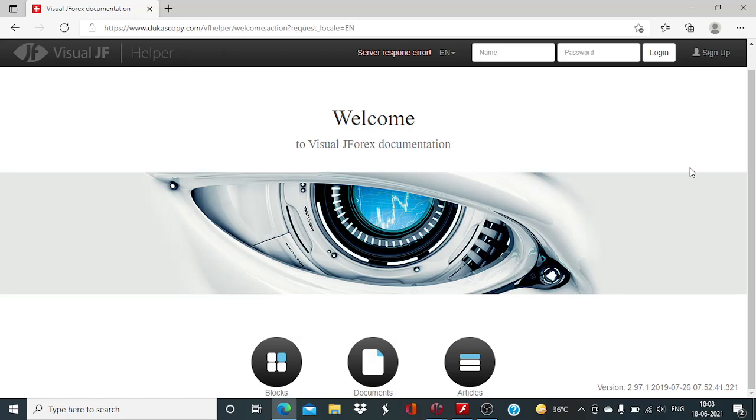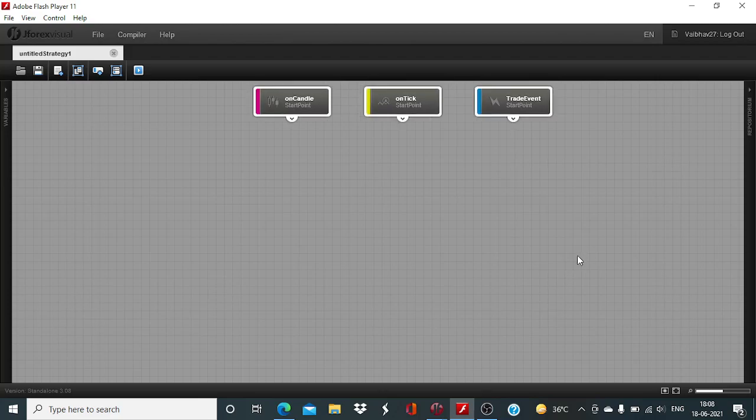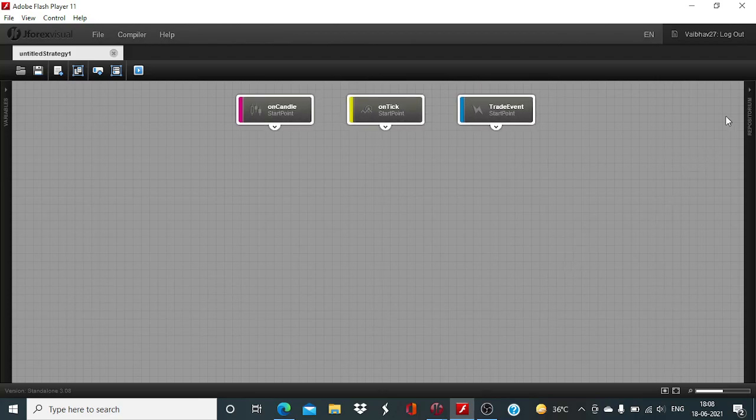Vaibhav. In today's session of Visual JForex, we'll be starting afresh with a new indicator, Ehlers Fisher Transform, which is shortened as EF Transform, and we will see how we can design and develop the algorithm using this indicator.